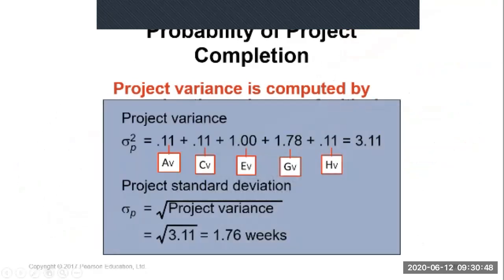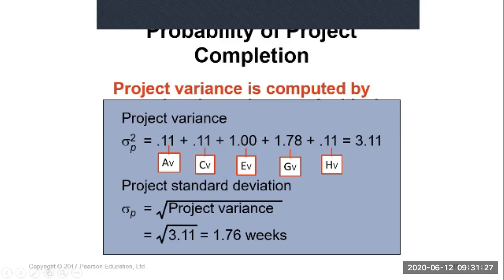So variance for activity A plus variance for activity C plus variance for activity E plus variance for activity G plus variance for activity H. So the project variance is 3.1. Project duration is 15, project variance is 3.1. And for the project standard deviation, you take the square root of the project variance. This is statistics: variance square root, then you get the standard deviation.